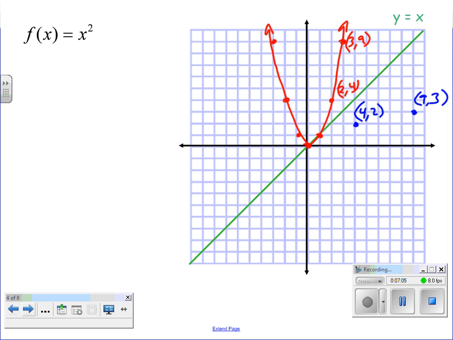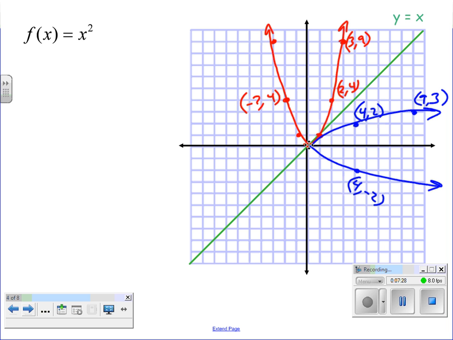As well as the negative side. So let's just pick out one of these points, (-2, 4). And we're going to go over to (4, -2). So all I'm doing is switching the x and y values. So let's go ahead and graph this function. Okay, so notice I didn't have to look at algebraically what the function looks like.